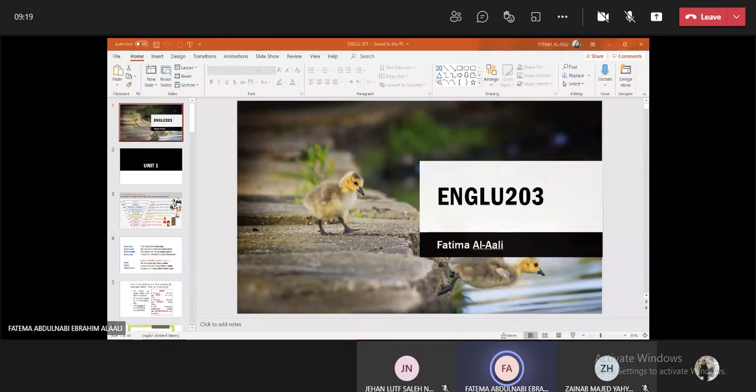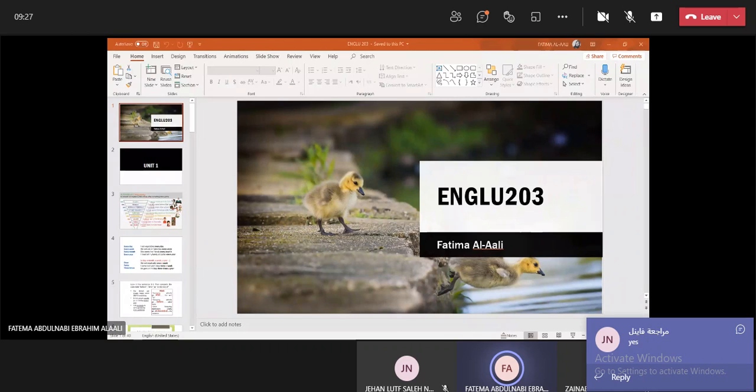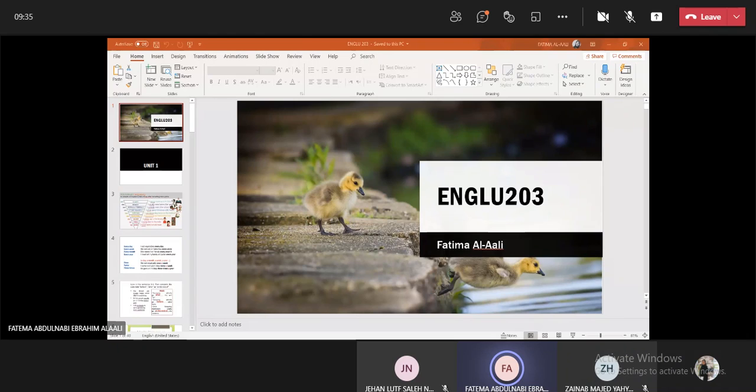Does everyone see the PowerPoint presentation or not? Yes, Jahan said yes. Everyone? So Rehab and Wadia just joined the meeting. Can you see the PowerPoint presentation? Yes. That's the revision right now.